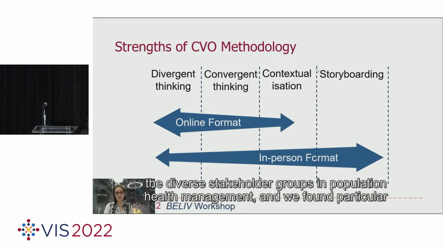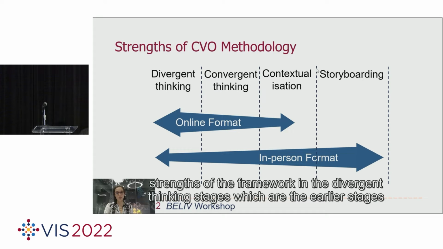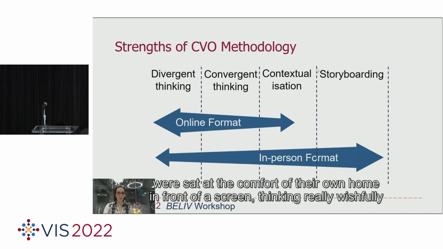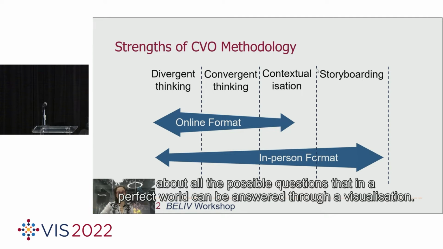And we found particular strength of the framework in the divergent thinking stages, which is the earlier stages of the framework, particularly when we were delivering it in an online format where people were sat at the comfort of their own home in front of a screen, thinking really wishfully about all the different questions that in a perfect world can be answered by a visualization.